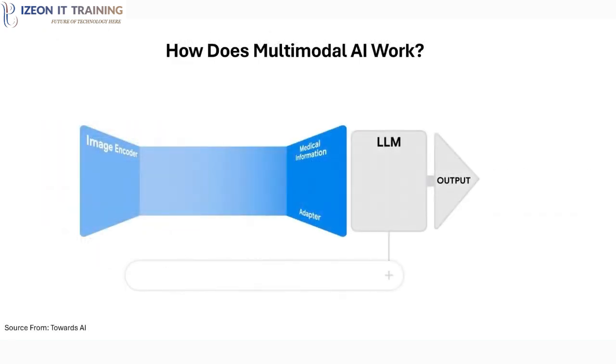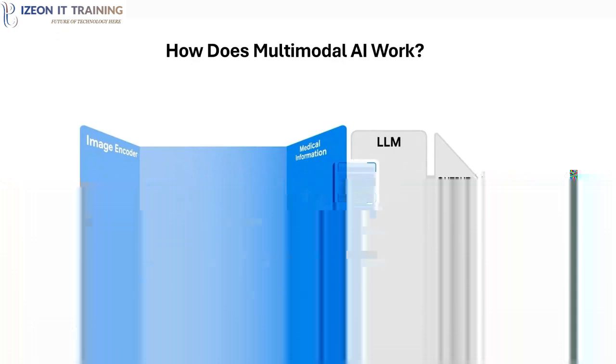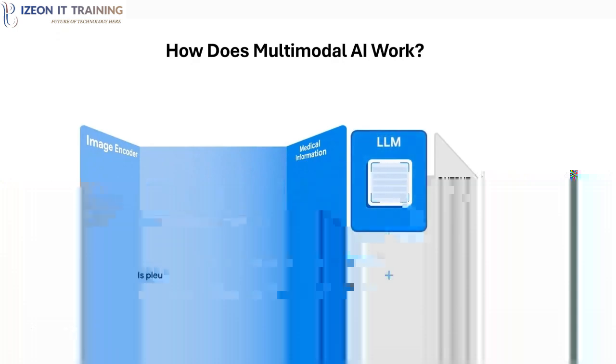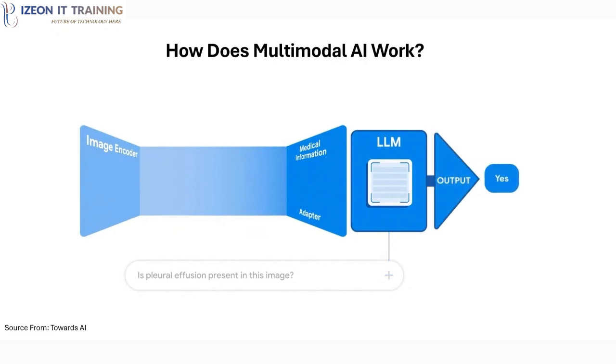So how does multimodal AI work? In simple terms, it works like this. It takes different types of input. For example, it could take a photo and a text question about that photo. Then, it converts them into a common language inside the AI model. Think of it like translating text, images, and audio into one shared understanding. Next, it reasons over all the data together. Then it gives you a smart answer that considers all the inputs.